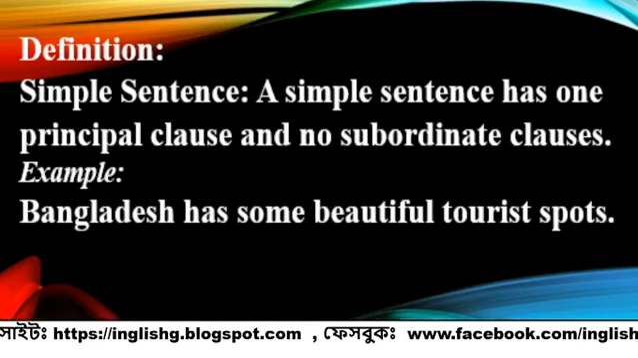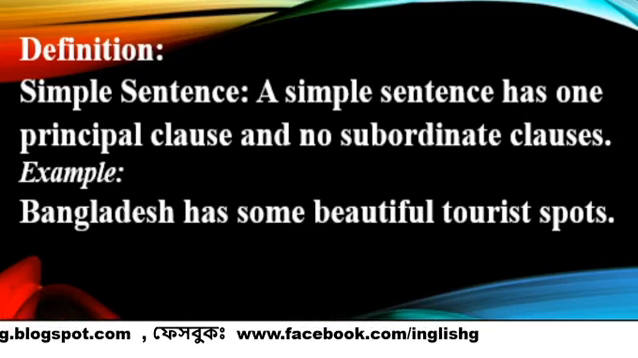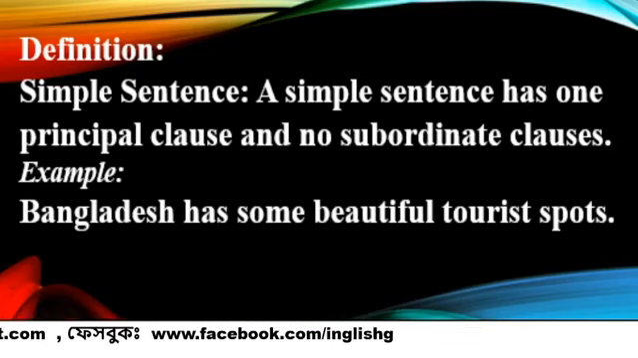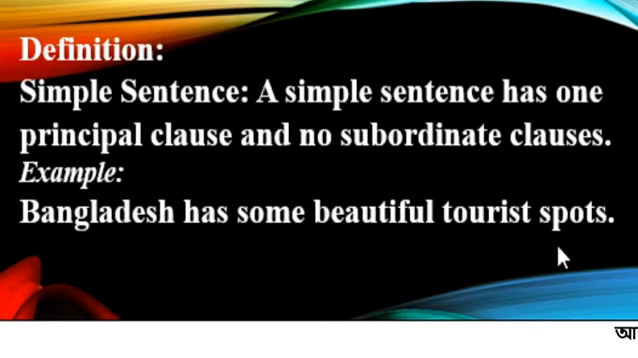A simple sentence has one principal clause and no subordinate clause. A sentence which has only one principal clause and no subordinate clauses is called a simple sentence. For example, Bangladesh has some beautiful tourist spots. It is a simple sentence because here I have a subject, a finite verb and an extension. So it is a simple sentence.